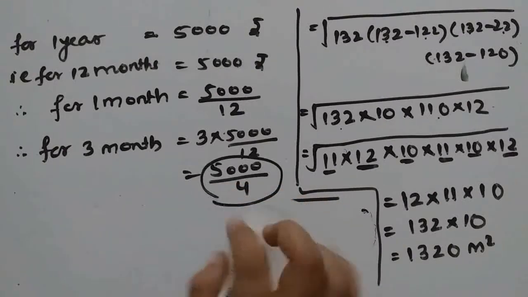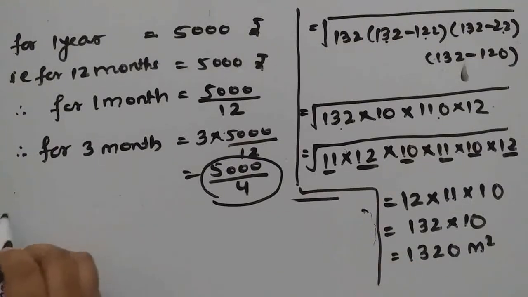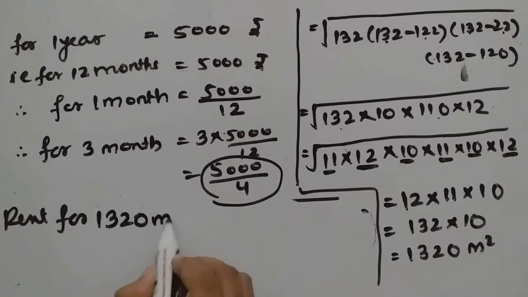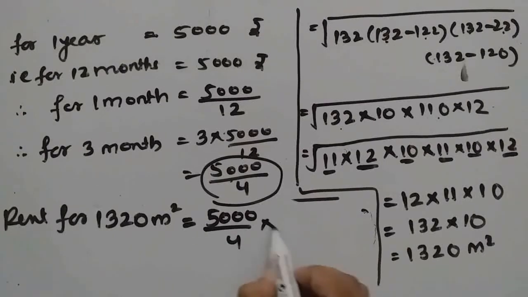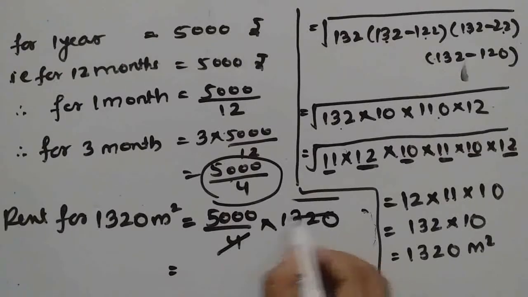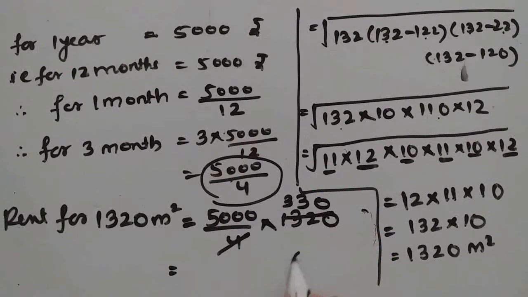This amount is for 1 meter square. But we got this much meter square area. So the rent for 1320 meter square will be this amount divided by 4 into this. Okay. So from 4 we can cancel. 4 3s are 12, 4 3s are 12, 330. So 4 zeros will come. Then 5 3s are 15, 5 2s are 15 and 16. So this much amount the company has to pay for 3 months.